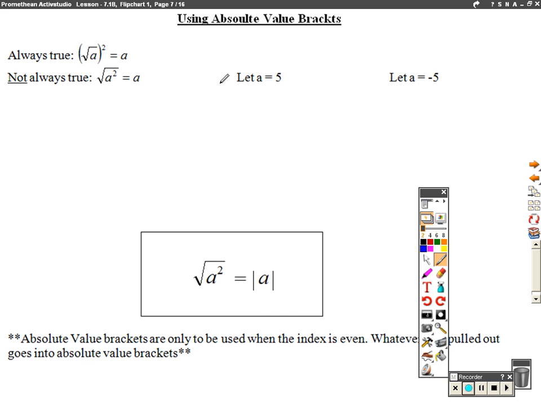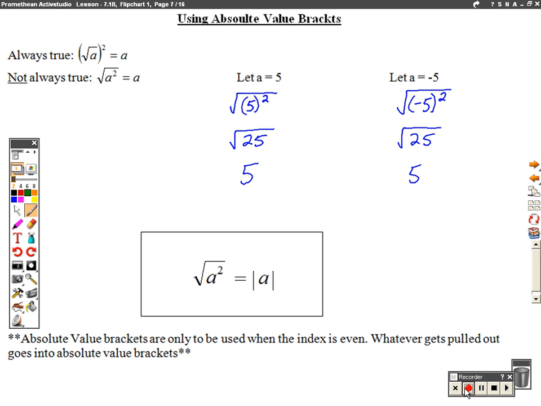Let's plug 5 in for a, for the square root of a squared, and see what we get. And then we'll plug negative 5 in and see what we get. So when I plug 5 in, 5 squared is 25, square root of 25 is 5, so it did work there. However, over here, when I plug negative 5 in, I still get 25, square root of 25, which is 5. These do not match up. No good. So if I were to put both of these in absolute value brackets, then they would both work out.